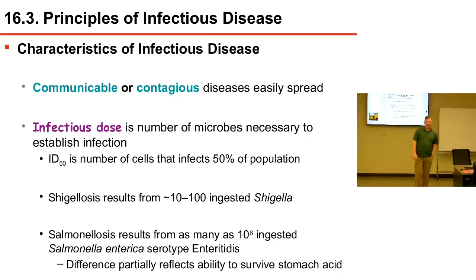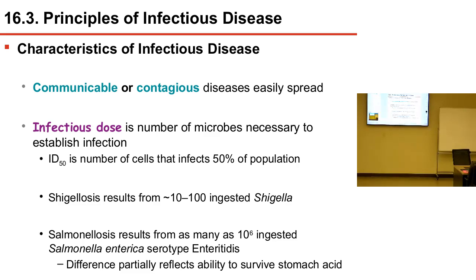All right, so characteristics of an infectious disease: it can be communicable or contagious, essentially meaning the same thing. It's easily spread from person to person. But then we have to focus on the infectious dose. Just because somebody's sick doesn't mean that you're going to catch it, right? We have to know what it is that actually allows it to spread, but also how much of it you need. So the infectious dose is the number of microbes necessary to establish an infection.